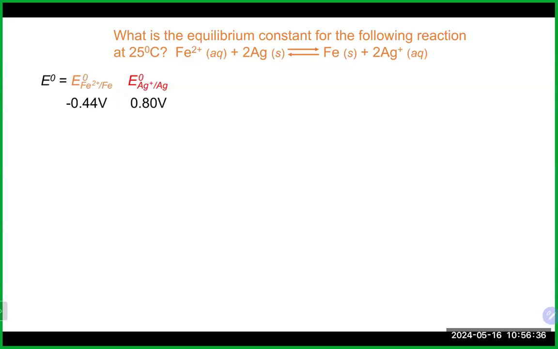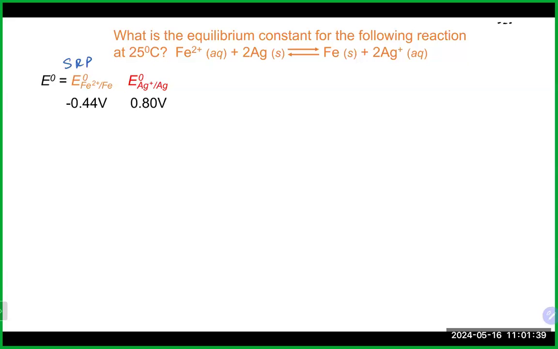All right, let's try another one here. What is the equilibrium constant for the following reaction? We got a little iron going to some silver. Here's the SRP values that you would find in the table for these guys. So see what you come up with here. Okay, so let's take a look.